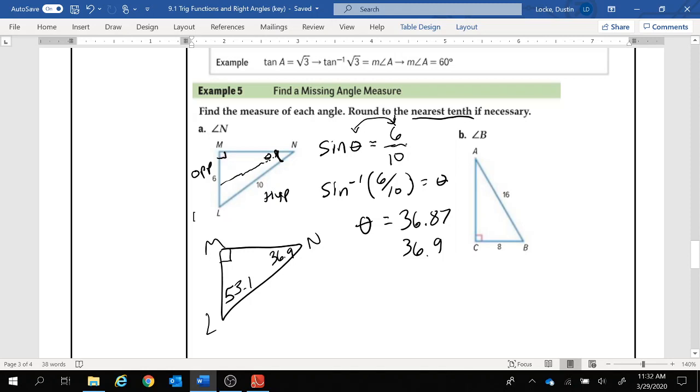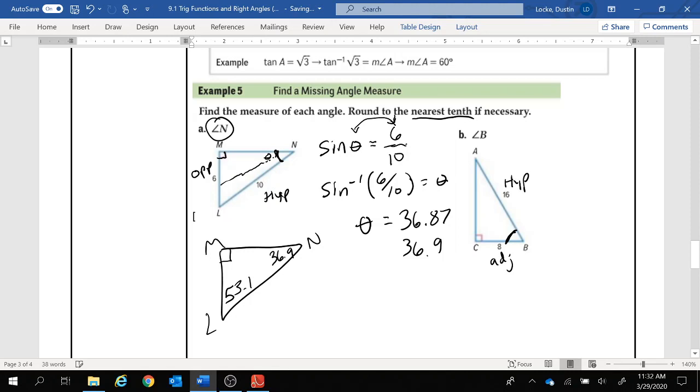I'll talk about one more at least. Now, looking back at the directions, I'm not sure if we needed to find both angles, because notice how it just says angle N, but it's good to know how to find both anyways. All right, so now we move on to this one, and we're trying to find this angle here.